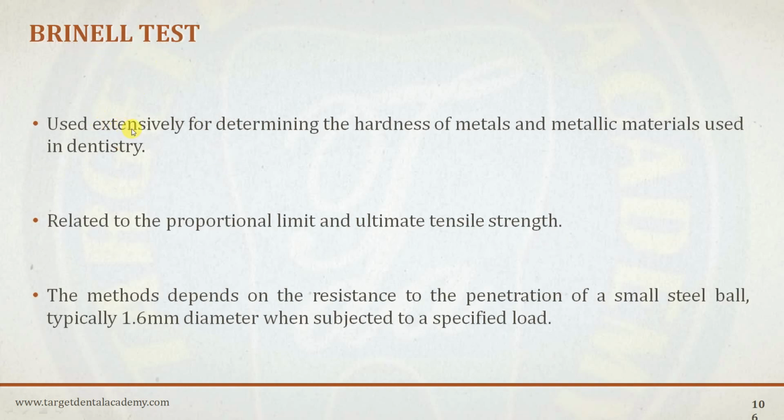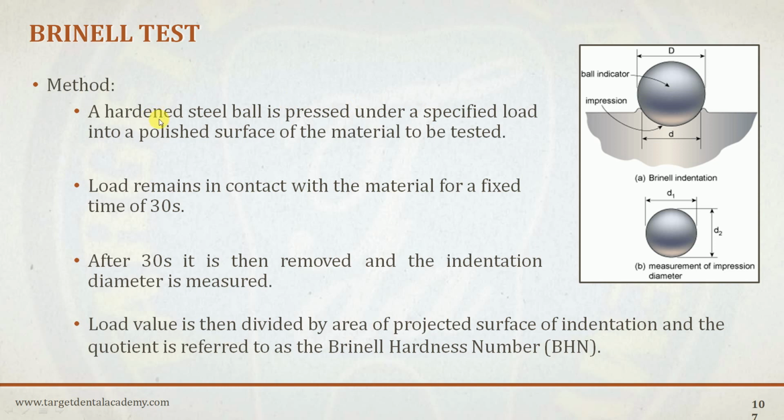Coming on to the Brinell test, it is used extensively for determining the hardness of metals and metallic materials used in dentistry. It is related to the proportional limit and the ultimate tensile strength. The method depends on the resistance to the penetration of a small steel ball, typically 1.6 mm in diameter, when subjected to a specific load. Method: a hardened steel ball is pressed under a specific load into a polished surface of the material that is to be tested. The load remains in contact with the material for a fixed time of 30 seconds. After 30 seconds, when the force is removed, the indentation's diameter is measured.